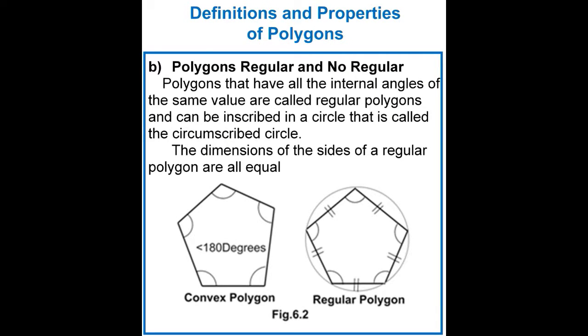This second slide presents a definition of non-regular polygons and regular polygons. Figure 6.2 presents examples of a convex polygon and a regular polygon. Polygons that do not have all equal internal angles are called non-regular polygons or irregular polygons. Polygons having all internal angles of the same value are called regular polygons and can be inscribed in a circle called the circumscribed circle.